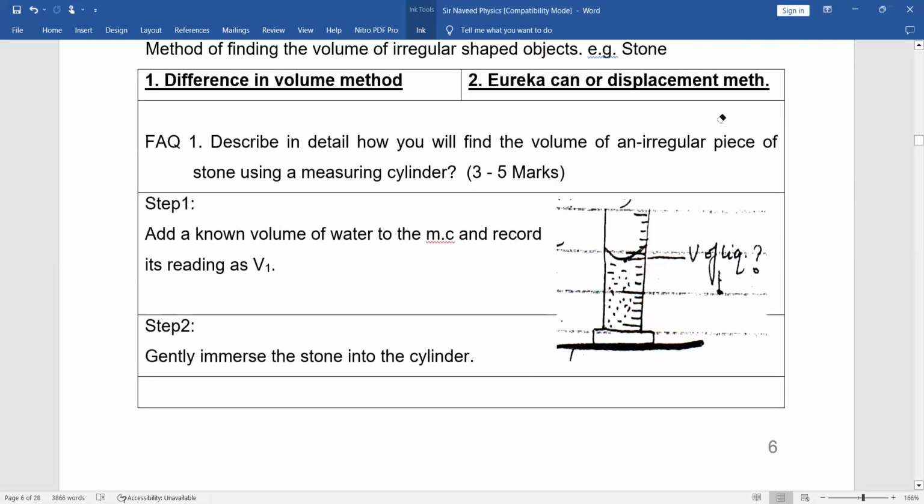In the first step, add a known volume of water to the MC. MC is the abbreviation for measuring cylinder. This one, ये जो है, this is the measuring cylinder, and record its reading as V1. मतलब पहले आपने सिंपल इसमें पानी डालना है और उसका इनिशियल वॉल्यूम मेजर करना है.